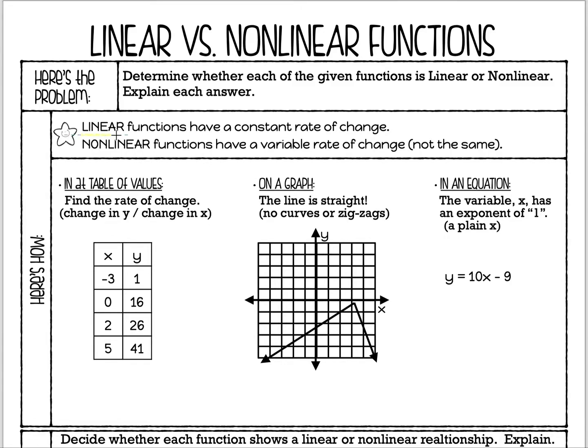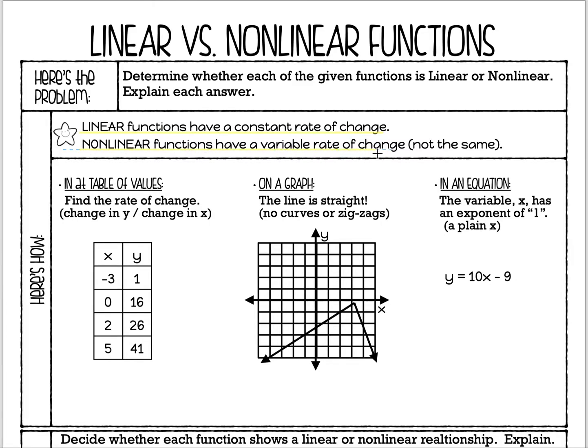So linear functions have a constant rate of change. Now, a constant rate of change means it's the same thing happening over and over and over again. So if you're saving money in a bank account and you save $50 every single week, that would be a constant rate of change. It would always be plus 50, plus 50, plus 50. If you save $50 one week and then 25 the next week and then 75 the next week, that's a variable rate of change, right? That's not constant. So that would be nonlinear, okay?